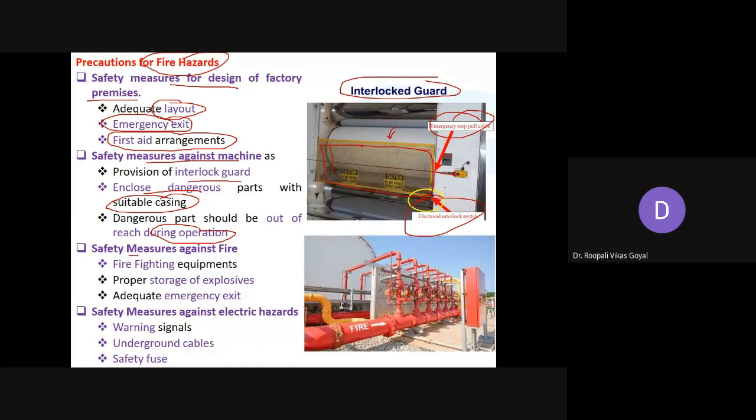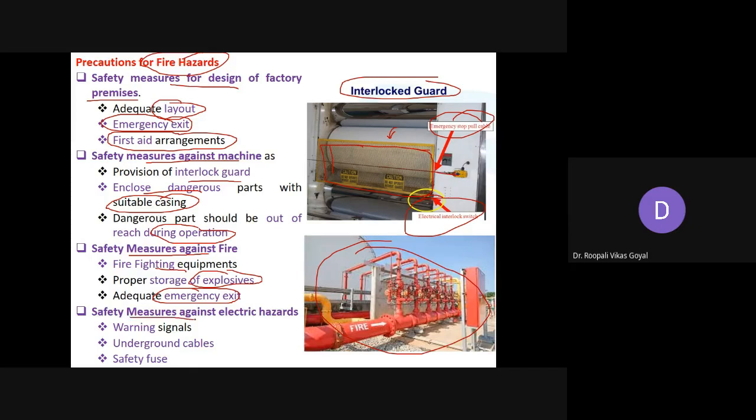You should provide certain safety measures against fire. A proper firefighting system should be available. Then proper storage of explosives, because some explosion may take place. Proper storage of all the hazardous material, toxic material, and explosives is needed, and they should be properly handled as well as properly disposed of. And adequate emergency exits, particularly for fire hazards, are to be mentioned.